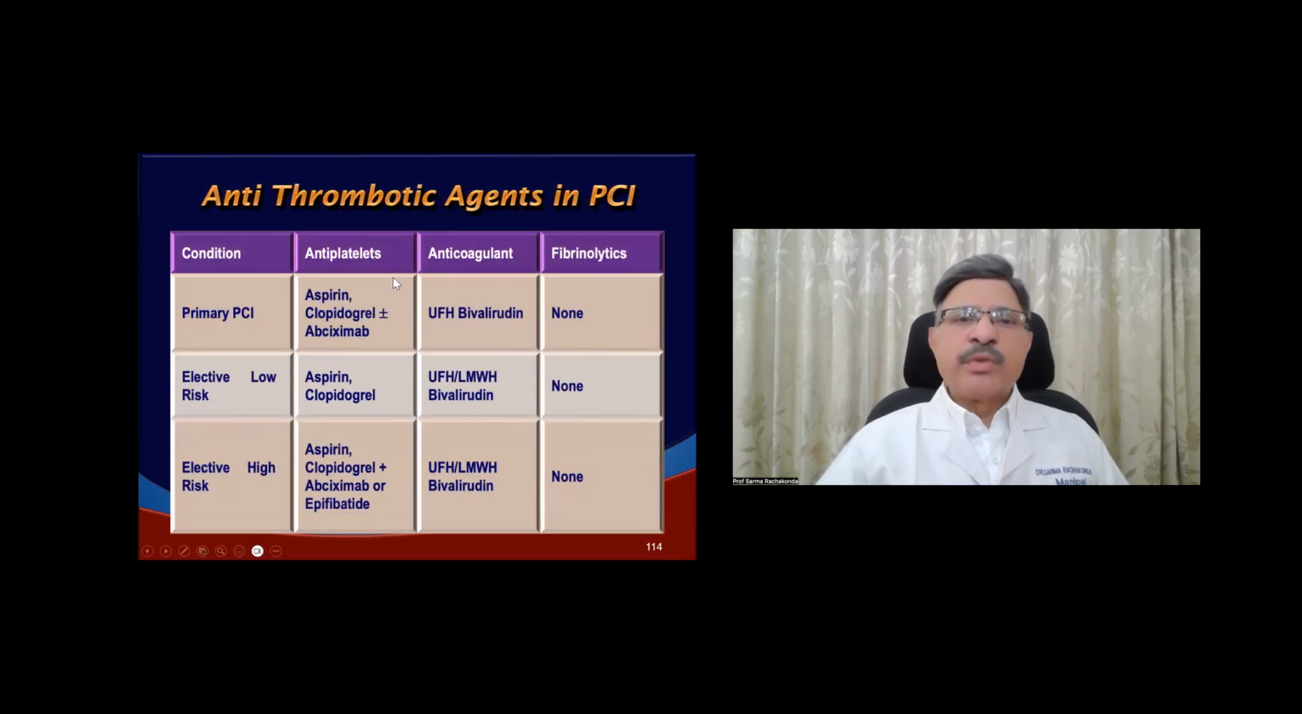Okay. Now, antithrombotic agents when you are considering primary PCI: aspirin, clopidogrel, GP IIb/IIIa blocker, plus unfractionated heparin. All these are antiplatelets, and this is the anticoagulant. Fibrinolysis none, because you are taking the patient up in the cath lab. Elective or low-risk PCI: aspirin, clopidogrel, no abciximab, unfractionated heparin or bivalirudin, and no fibrinolytic. Elective high-risk patients: aspirin, clopidogrel, abciximab or eptifibatide, unfractionated heparin or bivalirudin, and no fibrinolytics.